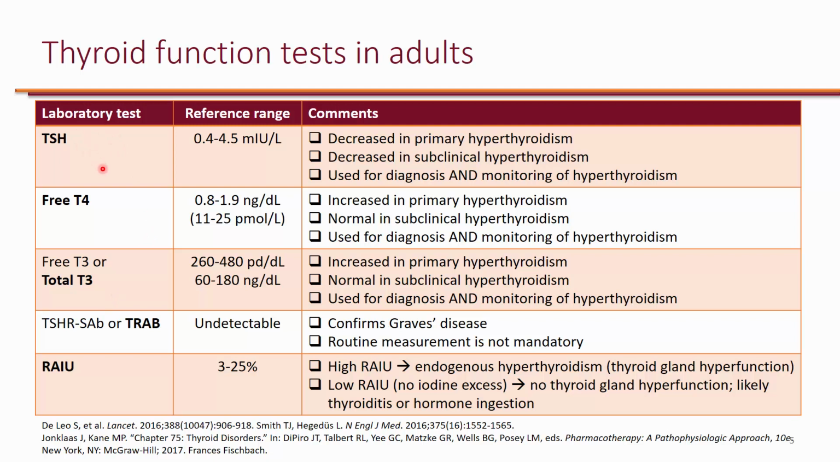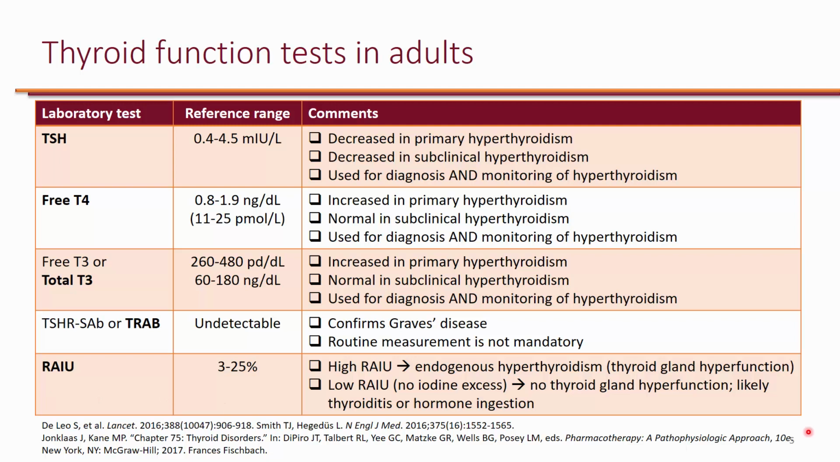Now, because the most common cause of hyperthyroidism is Graves' disease, we use TRAb to confirm the diagnosis of Graves' disease. Its routine measurement is not mandatory, but if someone wants to confirm that a patient's hyperthyroidism is due to Graves' disease, they will measure thyroid receptor antibody.